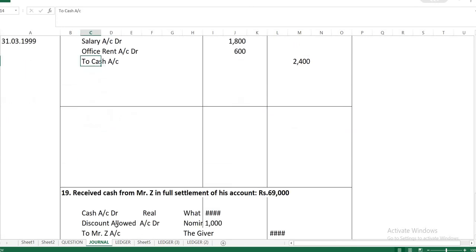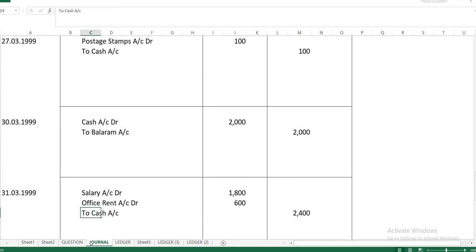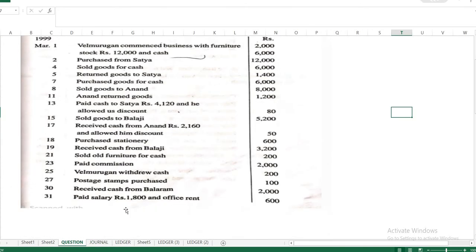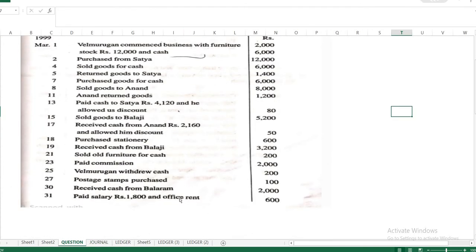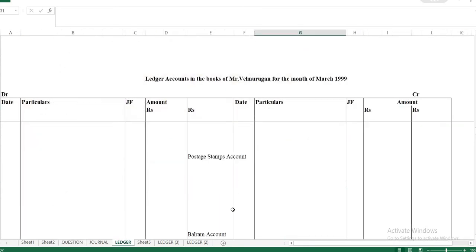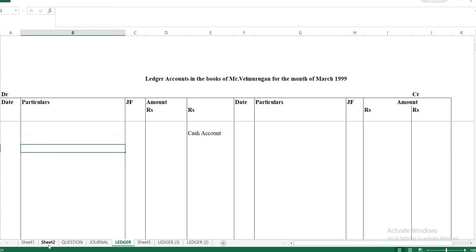So this is our journal entries. That's it, I think so. Our journal entries till the paid salary, office rent, that's all our transactions. For every transaction we created the ledger accounts. How to create the ledger accounts? We have left some space and we started to create the accounts. If suppose one particular page has got over, then you have to write this format again and write the account name in the center. Now let us start to post the entries.